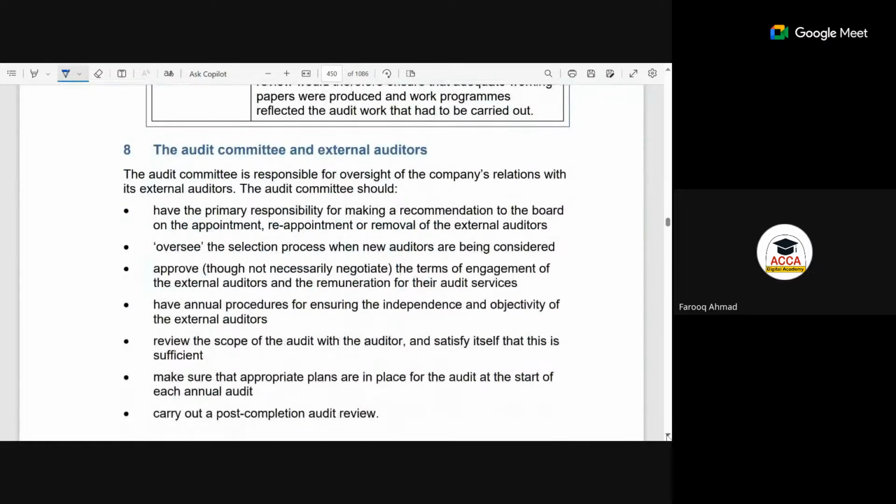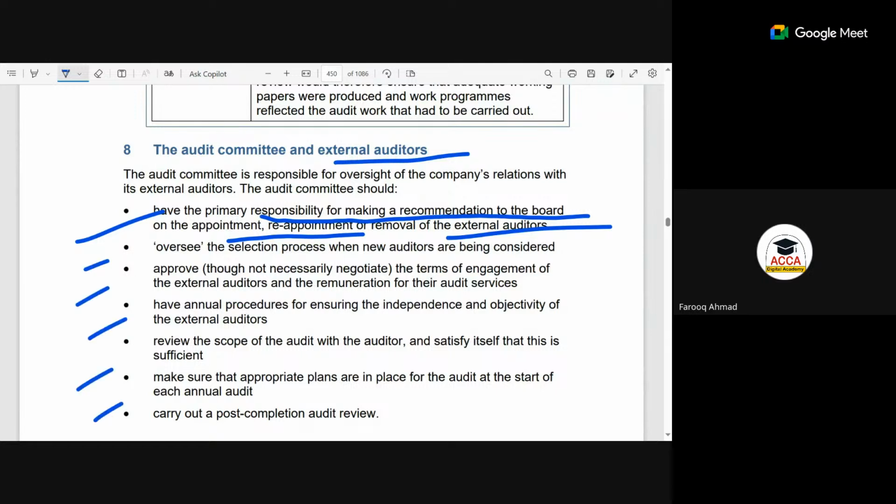Now, the audit committee's role in interaction with the external auditor. This is their main activity and main role for the external auditor. They have a primary responsibility: making recommendations to the board on the appointment, reappointment and removal of the external auditor. This is their responsibility. So these are all the audit committee's other responsibilities, very common, and all activities we have already discussed.